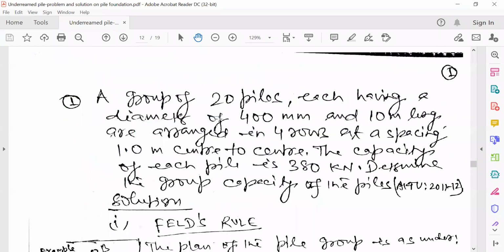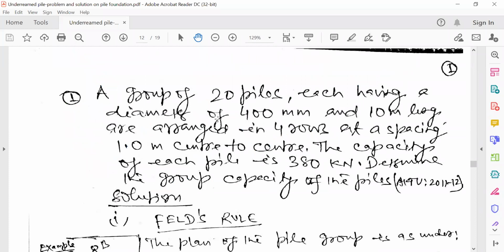Now you see, this is also very important. Now we shall go for the Feld's rule and the Converse-Labarre formula. See, this is very important. A group of 20 piles. This question was asked in the AKTU exam 2011-12. A group of 20 piles, each having a diameter of 400 mm. Diameter भी जरूरत है, and length of the pile is 10 meter long, are arranged in 4 rows at a spacing of 1 meter, center to center. The capacity of each pile is 380 kilonewton. एक पाइल 380 किलोन्यूटन लोड ले सकता है। Determine the group capacity of the piles.